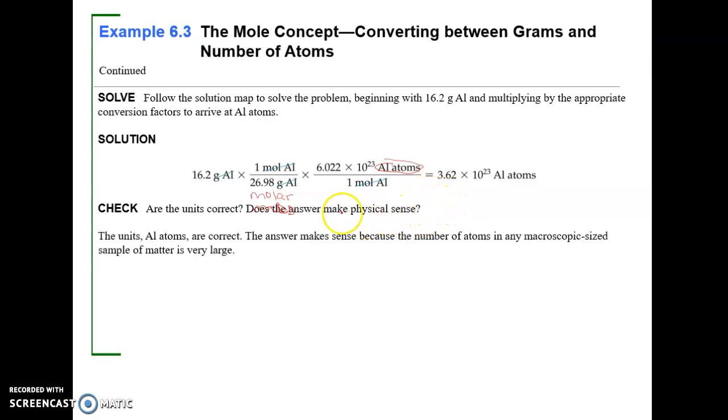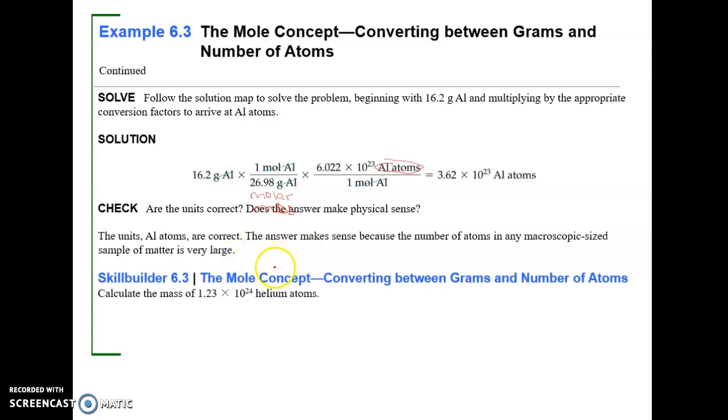All right, is your unit correct? Does the answer make sense? All right, the unit, aluminum atoms, are correct. The answer makes sense because the number of atoms in any microscopic sized sample is going to be very large. Okay.